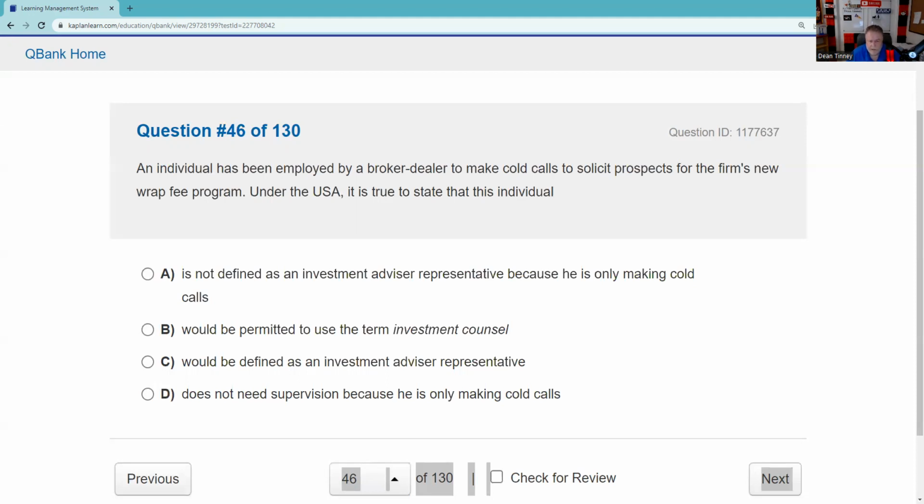Under the Uniform Securities Act, it's true to state that the individual, it sounds like this person needs to be registered, right? It doesn't say anything about that. This is Dean Tenney calling for so-and-so. It's me cold calling. So not defined because only making cold calls. No, I mean, you're making public contact. Permitted to use the term investment counsel would be defined. Yeah, I think you're going to have to go take your test, right?